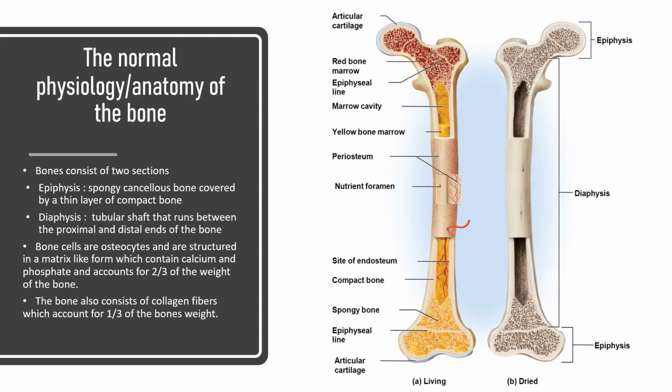Bone consists of two sections, the epiphysis, which is a spongy cancellous bone covered by a thin layer of compact bone, and a diaphysis, which is a tubular shaft that runs between the proximal and distal ends of the bone. Bone cells are called osteocytes and are structured in a matrix-like form which contains calcium and phosphate and accounts for 2/3 of the weight of the bone. The bones also consist of collagen fibers, which account for 1/3 of the bone's weight.